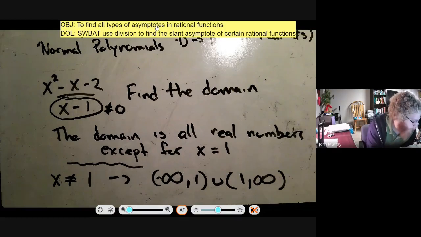So tonight you're going to be doing a similar thing like you did Monday night, except you're going to have a slant asymptote instead of the horizontal asymptote. And then we'll go over that tomorrow, and if you don't have any other questions, we're going to move on to exponential equations, something a little different.